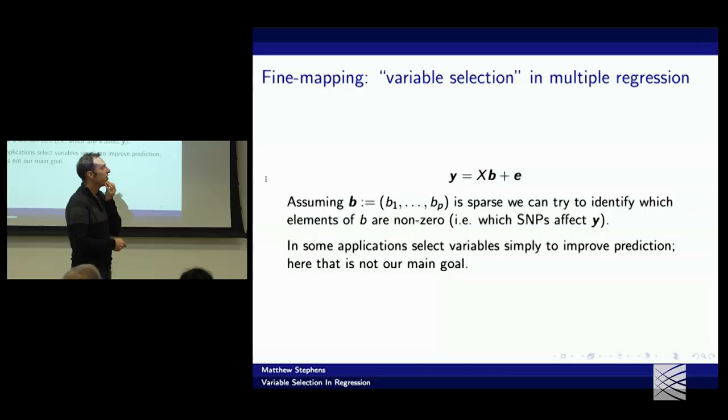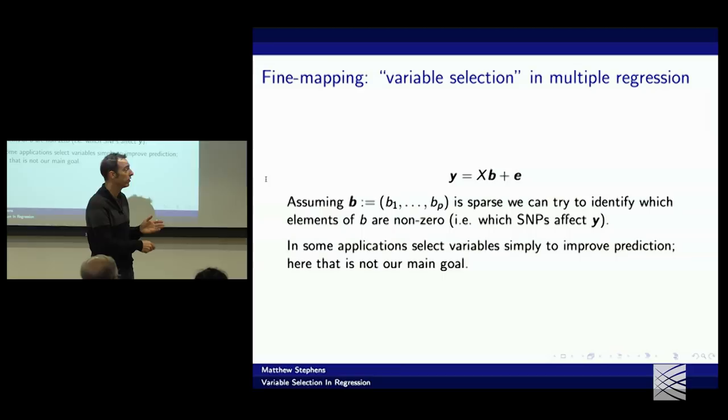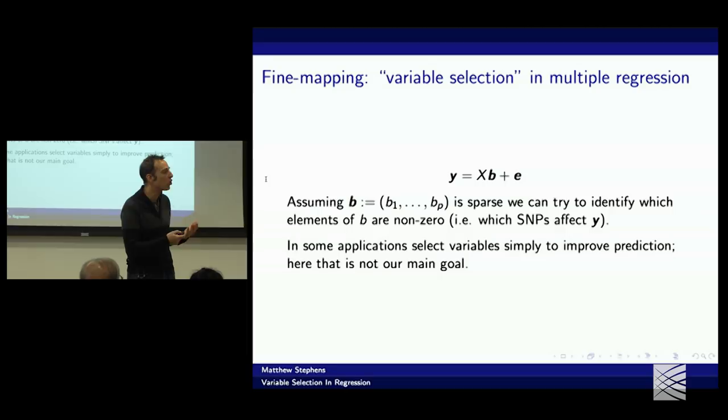One assumption that people often make, not only in fine mapping but in multiple regression in general, is that only a few of the variables we're looking at actually have an association with Y after controlling for the other variables. That is, only a few of these Bs are non-zero. A common assumption, and one that might be reasonable in the genetic context, is that B is sparse: most of the elements are zero, and only a few are non-zero. In that context, it makes sense to focus on the question, which ones are non-zero? In the fine mapping context, that's like asking, which SNPs are my causal SNPs that are driving associations in this region?